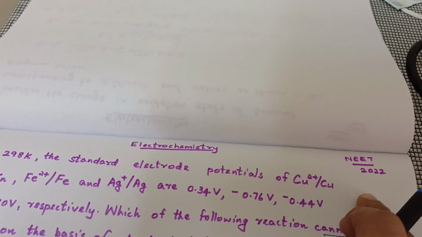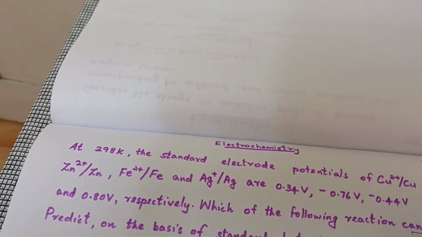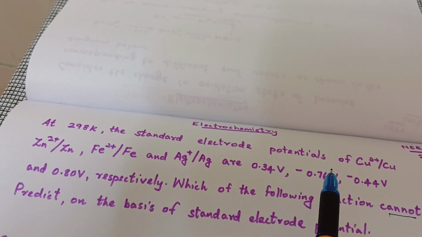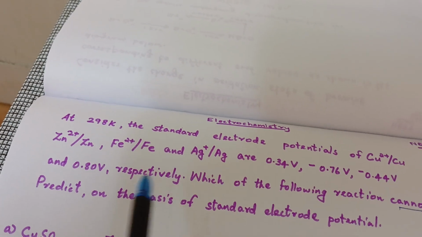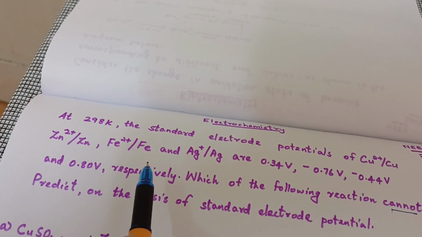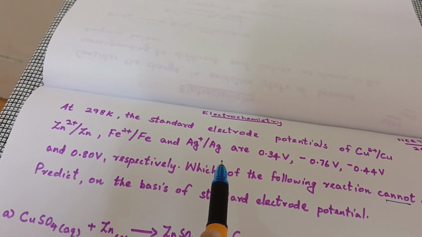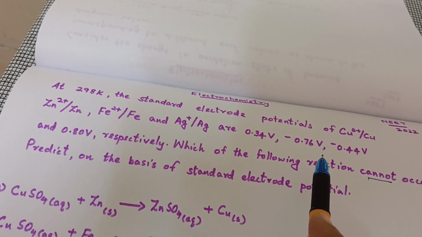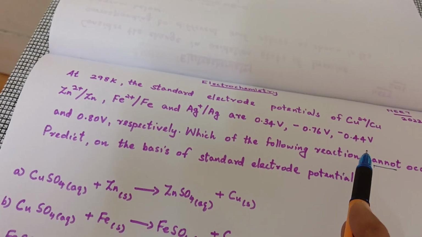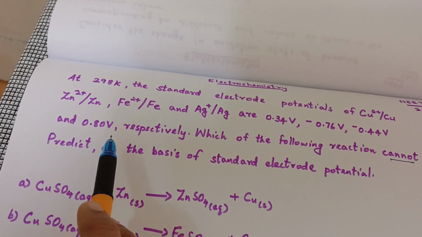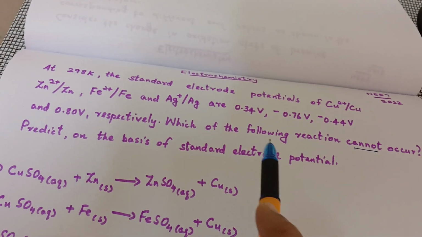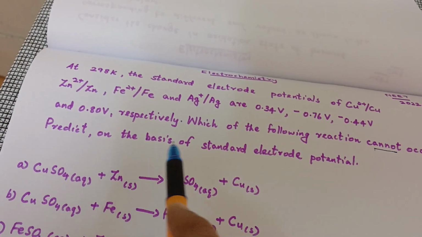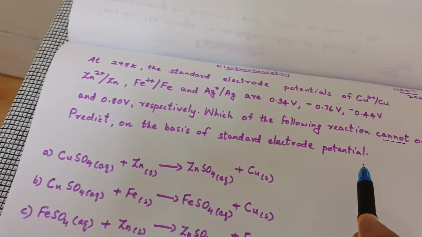Let us look at this 2022 NEET question from electrochemistry. At 298 Kelvin, the standard electrode potentials of Cu2+|Cu, Zn2+|Zn, Fe2+|Fe and Ag+|Ag are 0.34 volt, minus 0.76 volts, minus 0.44 volts and 0.80 volt respectively. Which of the following reactions cannot occur? Predict on the basis of standard electrode potential.